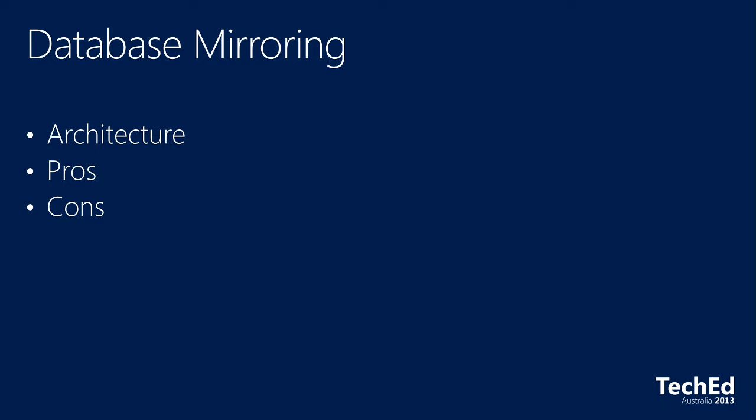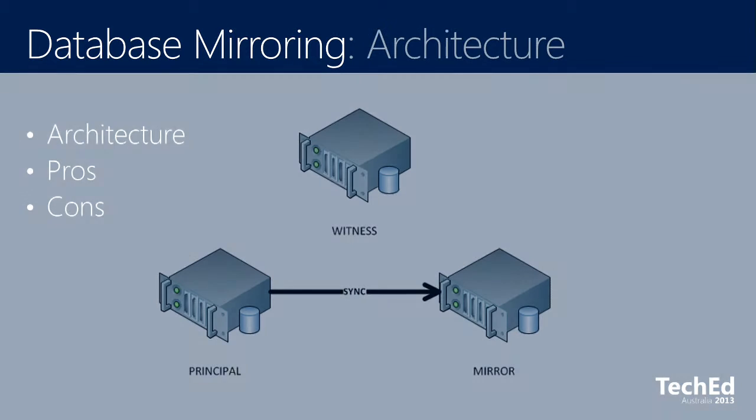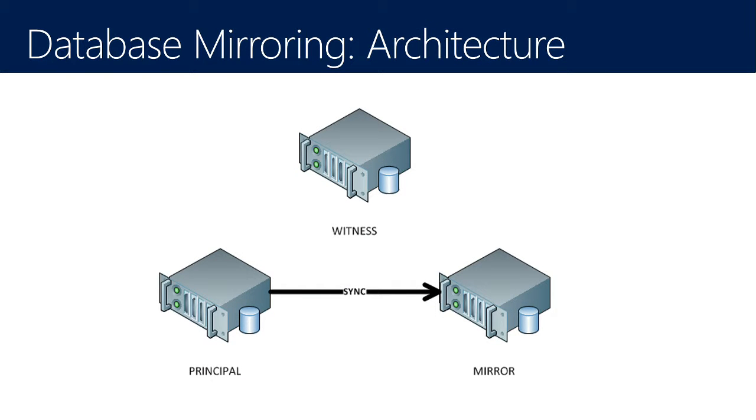So let's now move on to database mirroring. I'm not going to spend too much time here and you'll see why in a short while. So again, look at the architecture pros and cons. Availability groups is an evolution of database mirroring. So in SQL Server 2005, we had database mirroring, okay, and that's evolved into availability groups.